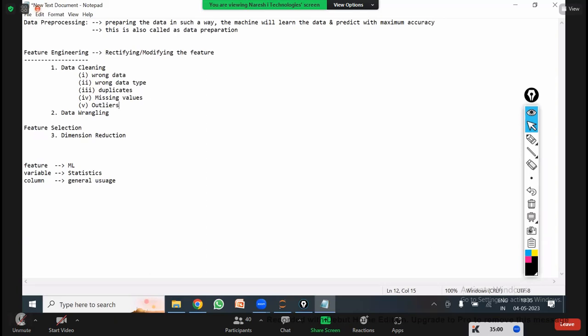Retrain means keeping the data inside the data set and working with it. That is called data retain. Is that clear, guys? Now coming to data wrangling. What are the data wrangling techniques we have discussed? Feature transformation. What is meant by feature transformation? Variable transformation only. Whatever column is there, you are transforming that column from skewed data to normal data.